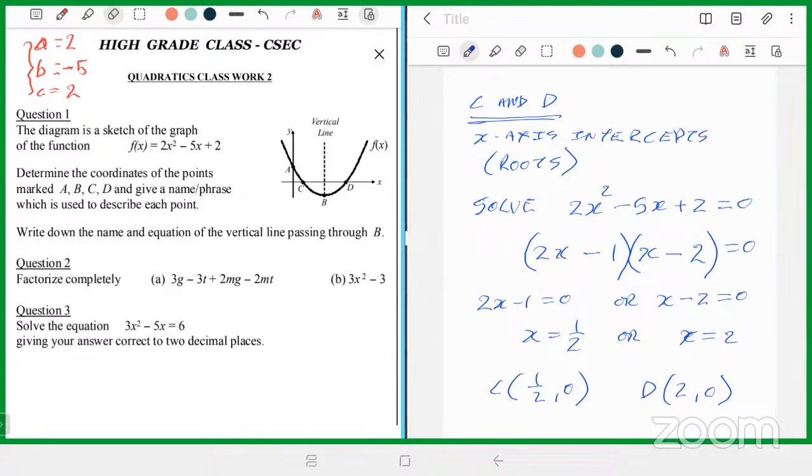Beautiful, beautiful, like that. All right, so let's continue now and talk about this vertical line.